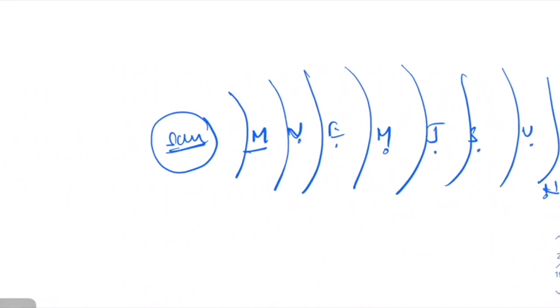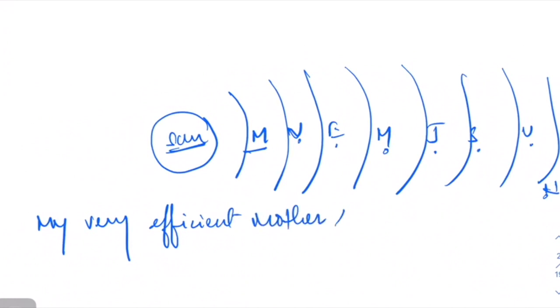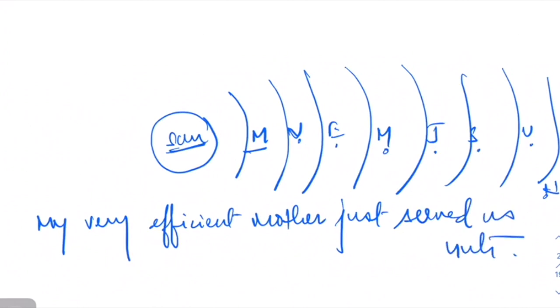So this is how you have to, if you want to keep this in your mind, this mnemonic: My Very Efficient Mother Just Served Us Nuts. Mercury, Venus, Earth, Mars, Jupiter, Saturn, Uranus and Neptune. So this is how it is.